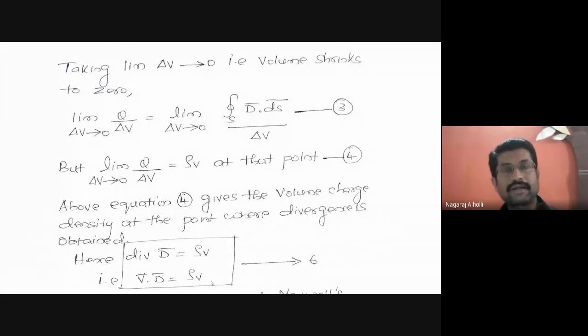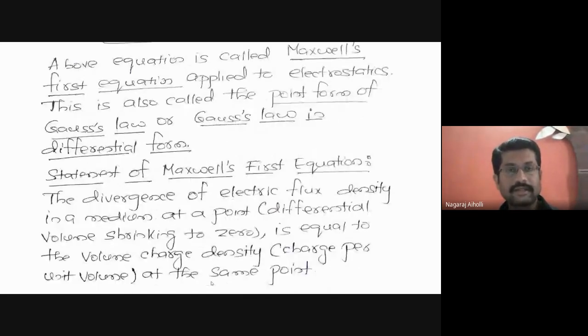Remember, whatever we are studying up till now is all related to electrostatics, that is static charges. We have not yet dealt with anything about dynamic charges. It is all about electrostatics: static charges, constant charges, fixed charges. This Maxwell's first equation is also called the point form of Gauss law or Gauss law in differential form.